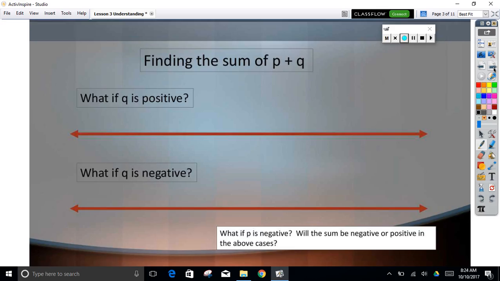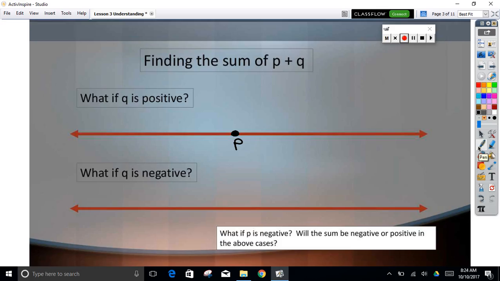Thank you. Okay, so if we're finding the sum of P plus Q, P and Q could stand for any numbers. They're just any number plus any other number. So I asked the first question, what if Q is positive? On this number line, I'm going to put point P, and I'm just going to pick any place to put point P. If Q is positive, where might Q go?